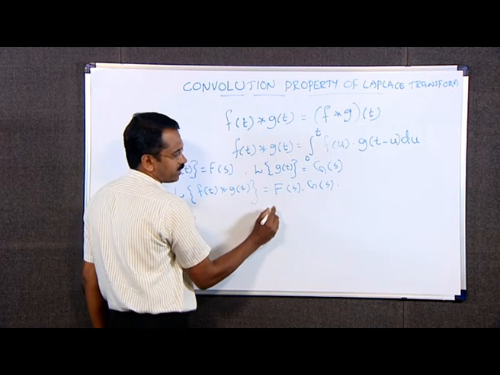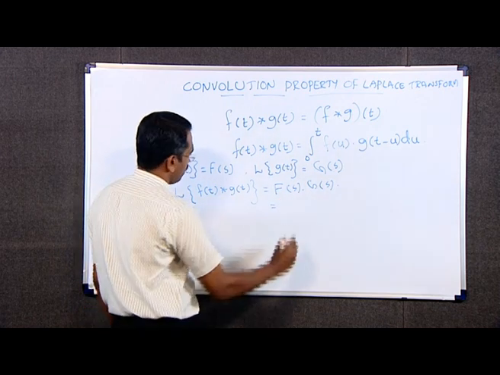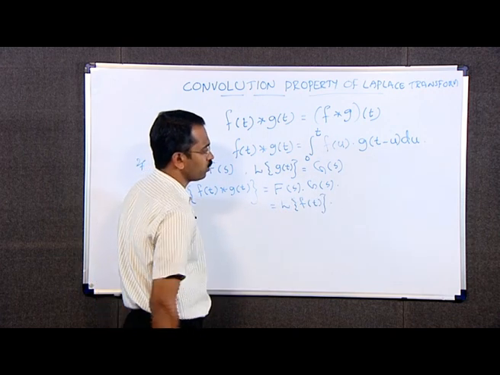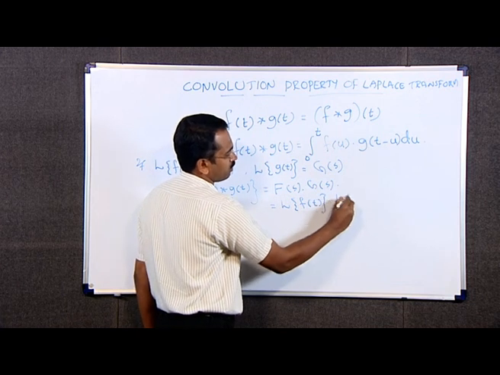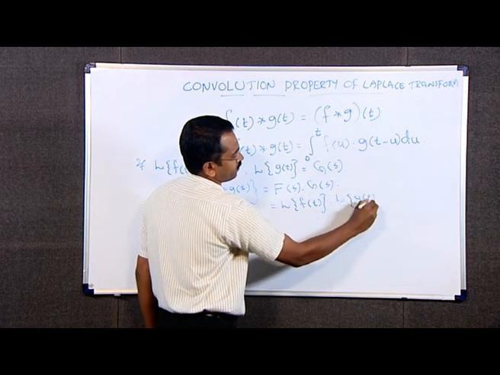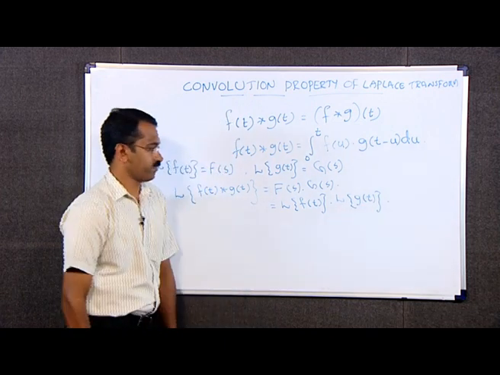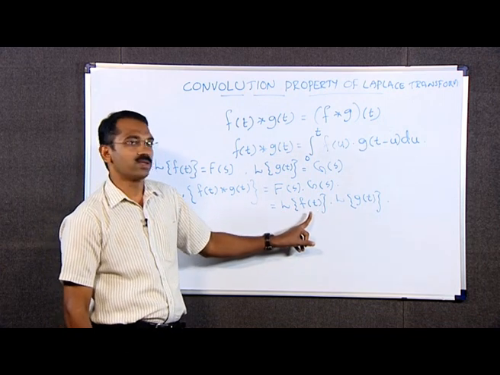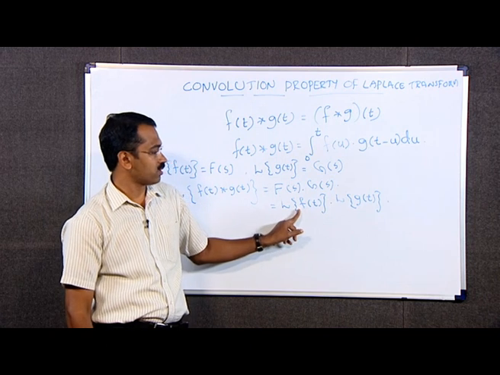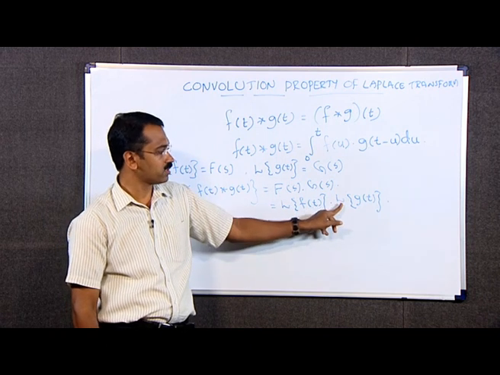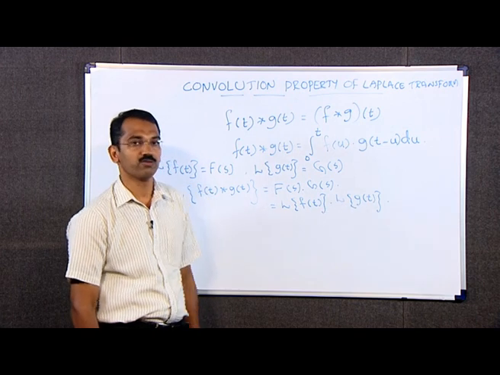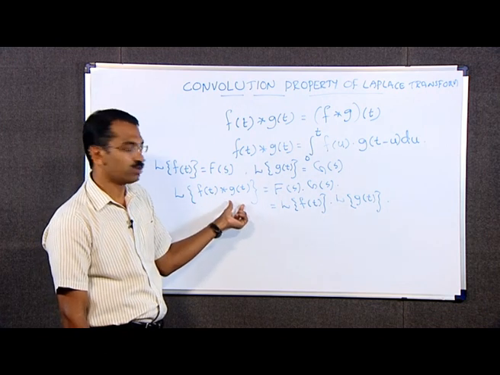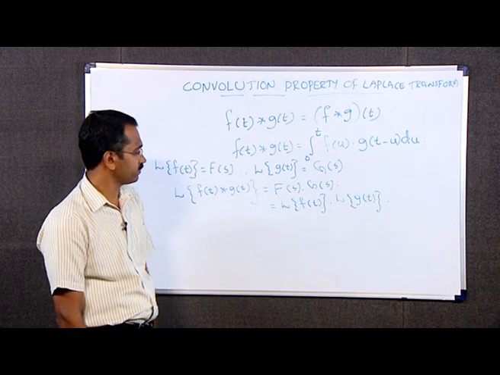That is, this can be written as F of s is Laplace transform of f of t into G of s is Laplace transform of g of t. That is, if we multiply the two Laplace transforms, first one is Laplace transform of f of t and second one is the Laplace transform of g of t, then we will get the Laplace transform of this convolution f of t star g of t.